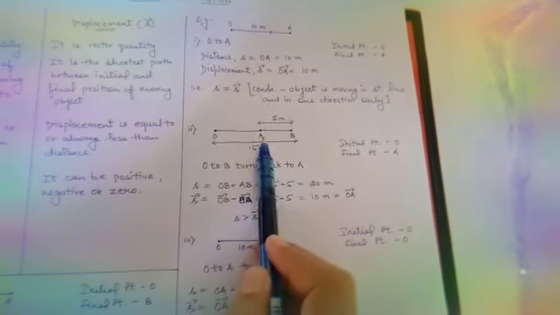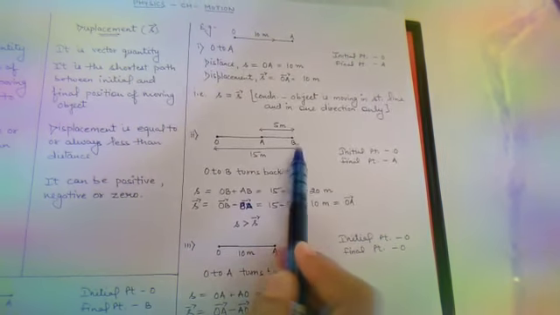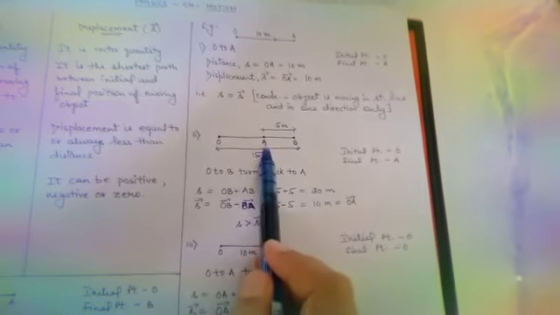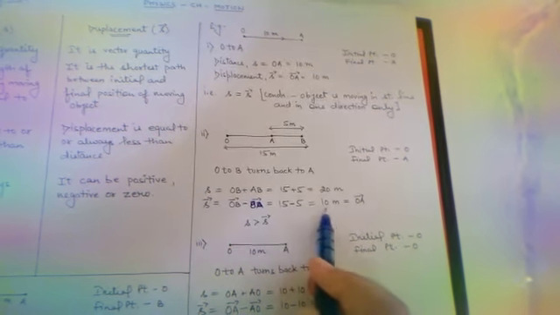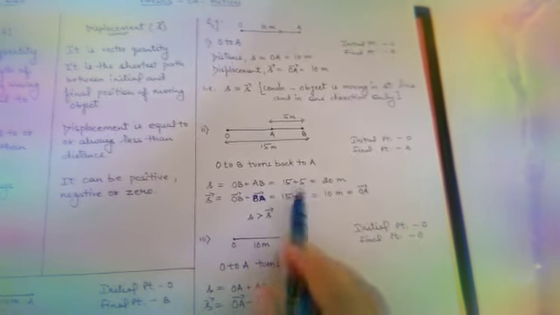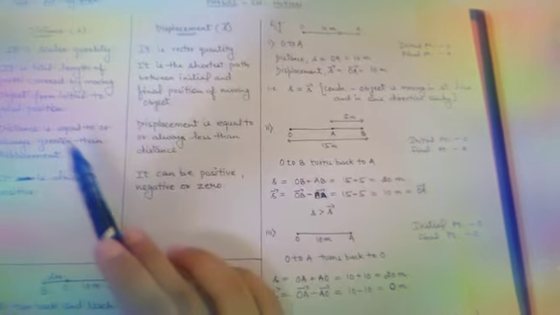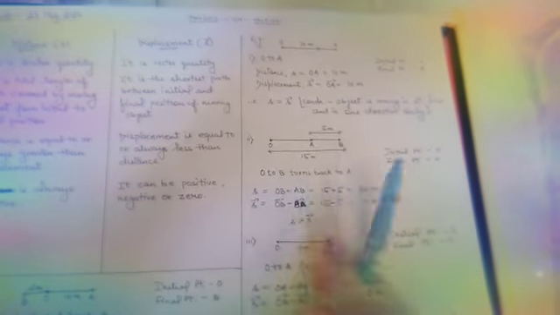So let us calculate. OB, as it turns back, minus BA equals 15 minus 5 equals 10 meters, that is equal to OA. So here we have seen distance is greater than displacement. So this point, that distance is equal to or always greater than displacement, is clear.